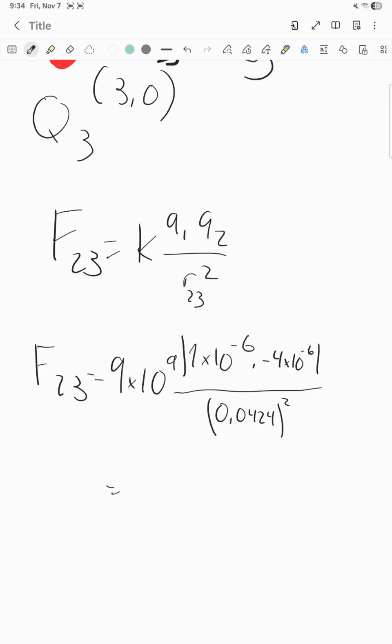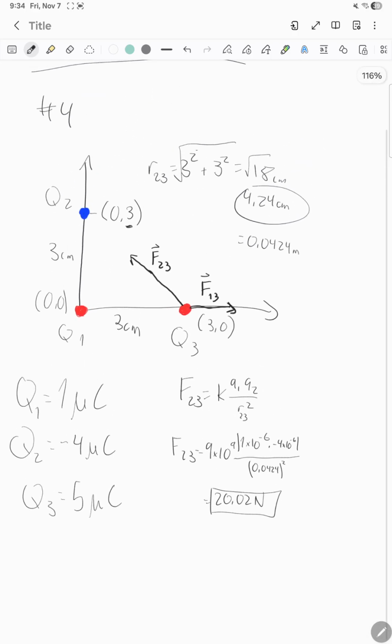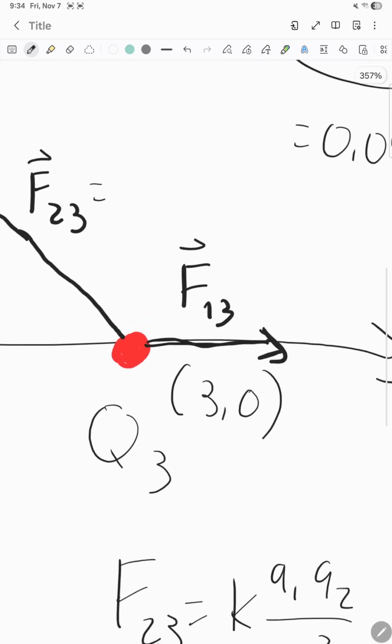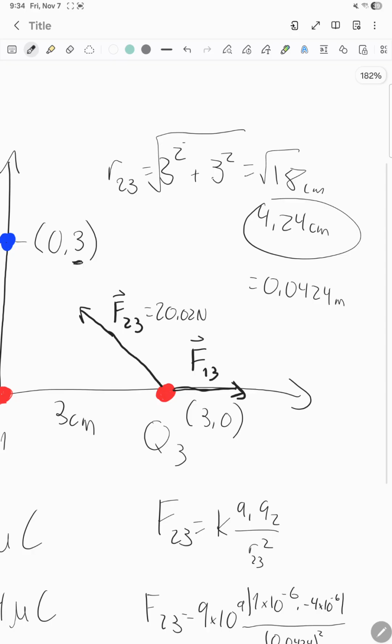And then divide by the distance squared, which is 0.424 squared. And the force that we will get is 20.02 newtons. So this is F23. So now we know that F23 is 20.02 newtons. Now we want to know what F13 is.